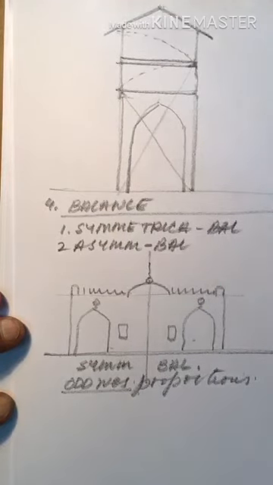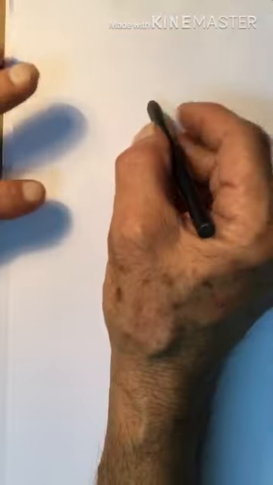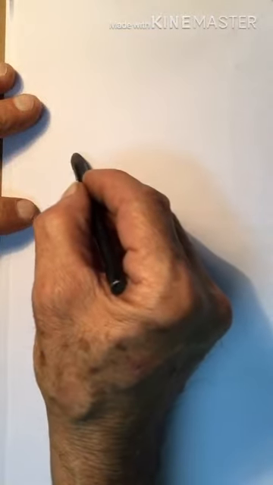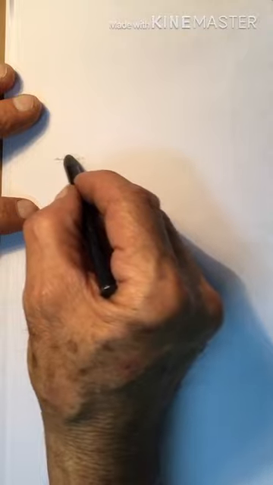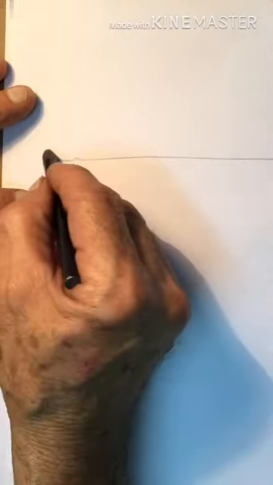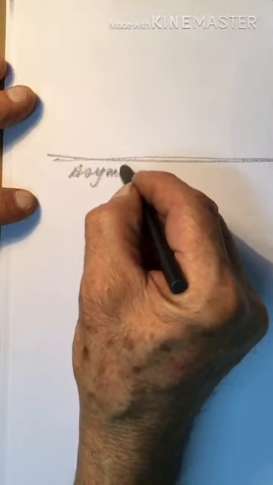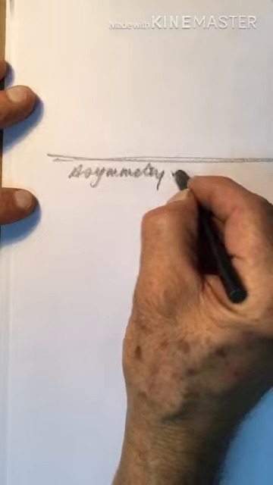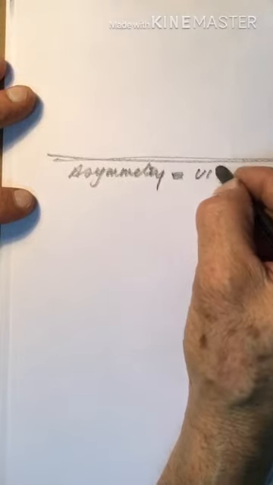Now, let's talk about asymmetry in design. Asymmetry again, you may want to look at the Alhambra. It's very much balanced in asymmetry. Asymmetry is equal to a visual balance.